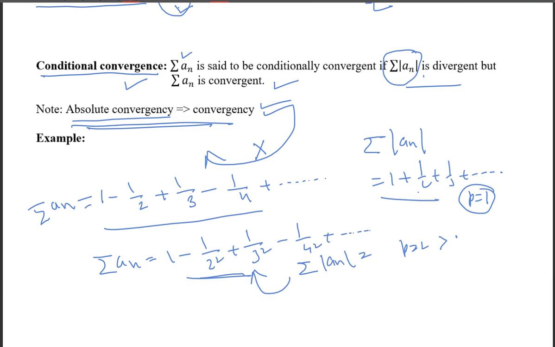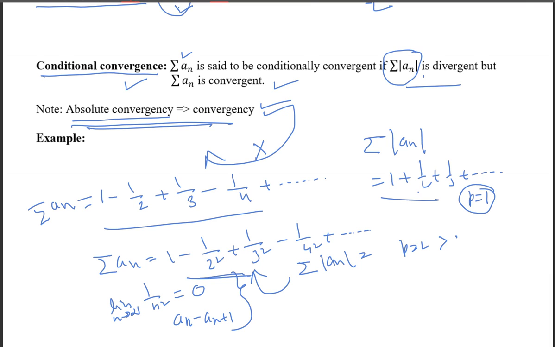In that case, you have to take the limit n tends to infinity 1 by n square is equal to 0. Then you need to calculate an minus an plus 1 and check whether it is greater than 0 or less than 0. You have to do so many calculations. Without using this Leibniz test, you just check whether the absolute series is convergent or not.